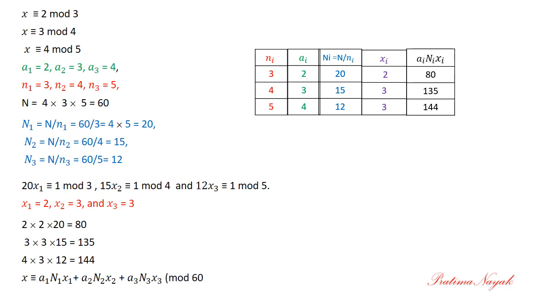Total is 359. We will find 359 is congruent to what modulo 60. So 359 divided by 60 will get remainder 59. So answer is 59.